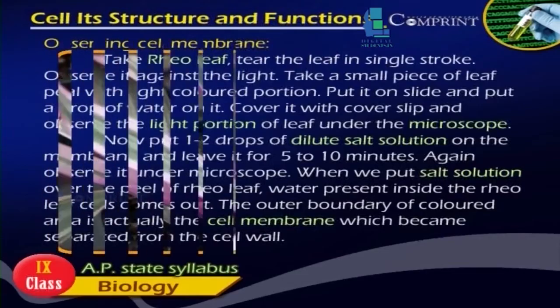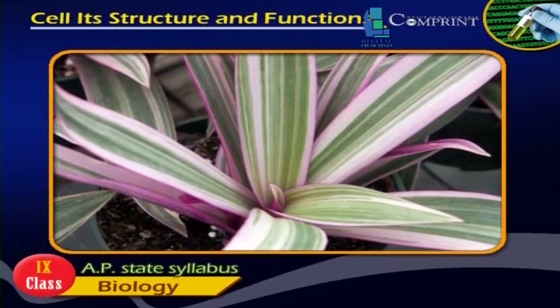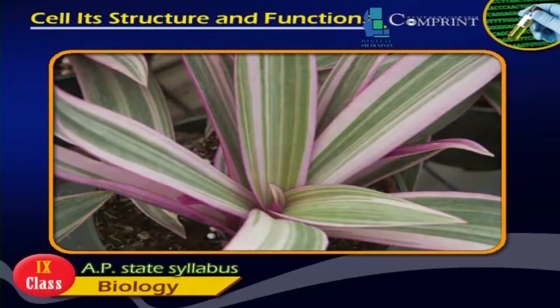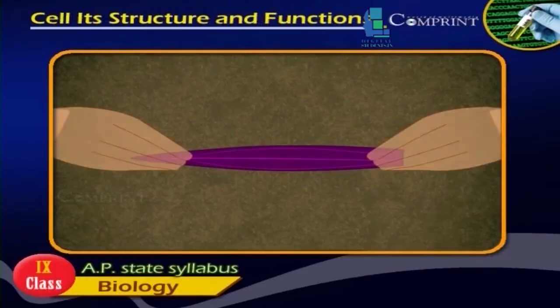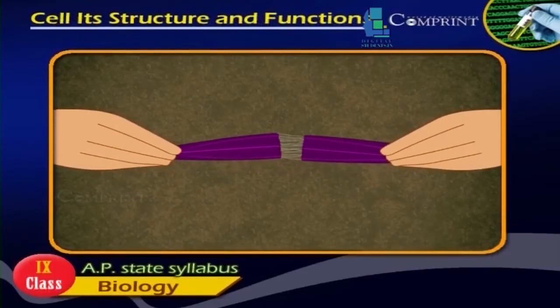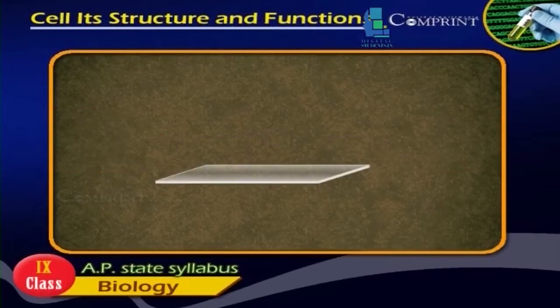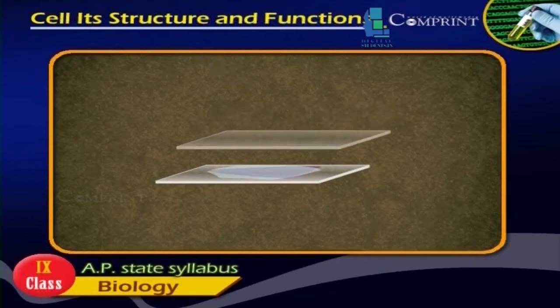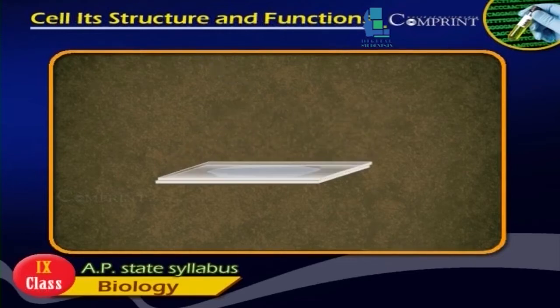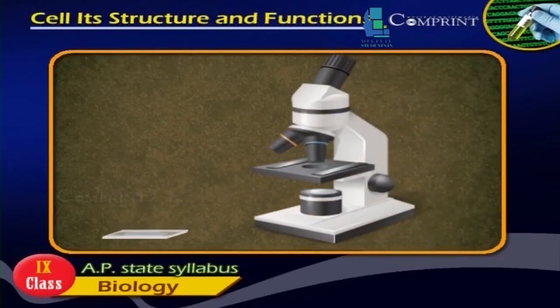Observing the cell membrane. Take a Rhoeo leaf, tear the leaf in a single stroke. Observe it against the light. Take a small piece of leaf peel with a light colored portion. Put it on a slide and put a drop of water on it. Cover it with a cover slip and observe the light portion of the leaf under the microscope.